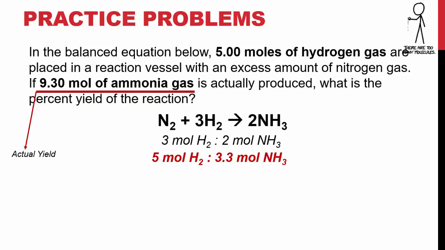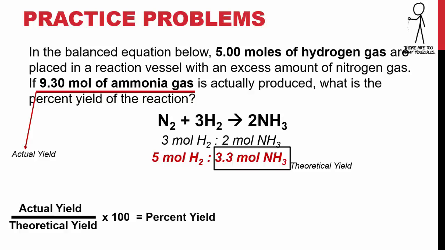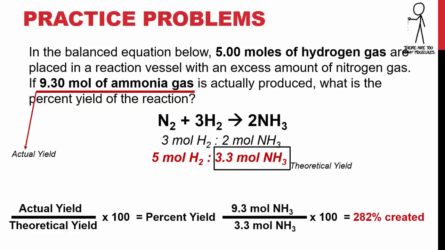So in theory, we made 3.3 moles, but we actually produced 9.3. So when we go into a percent yield formula, we're noticing that we somehow created 282% more than we should have. So now the question lies, did the person do something wrong in their chemical experiment? Now this could be in terms of measuring the amount of grams of hydrogen that you used, or it could just mean that you actually didn't produce all that as just ammonia gas. It could have been something else.